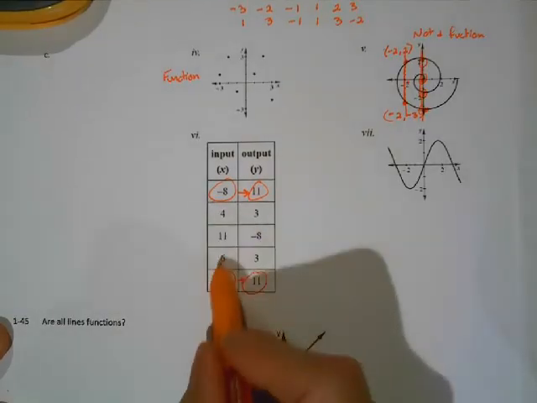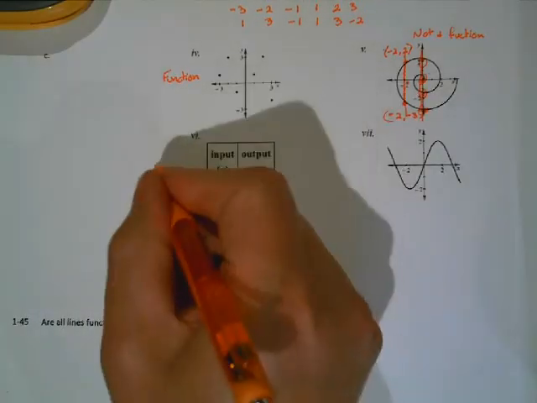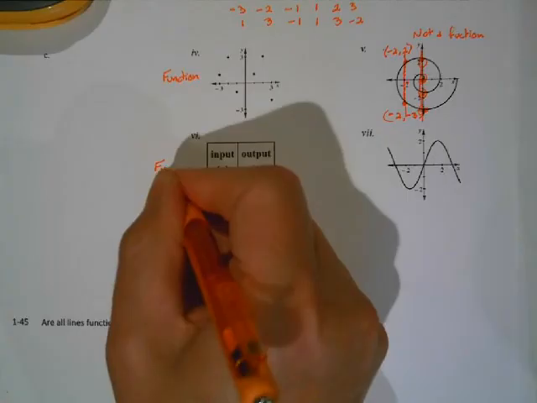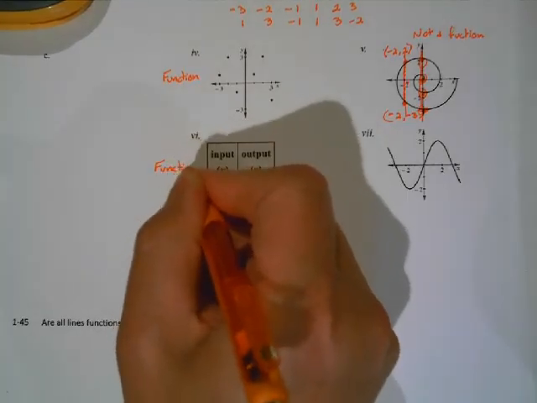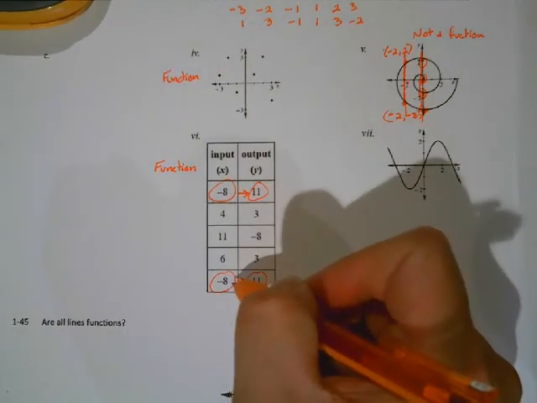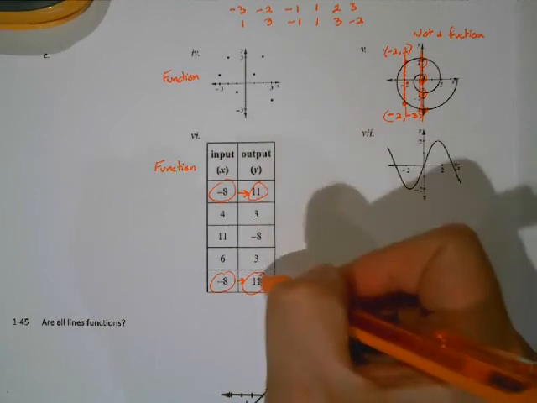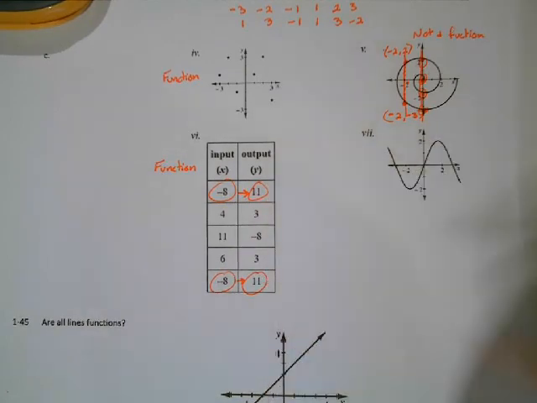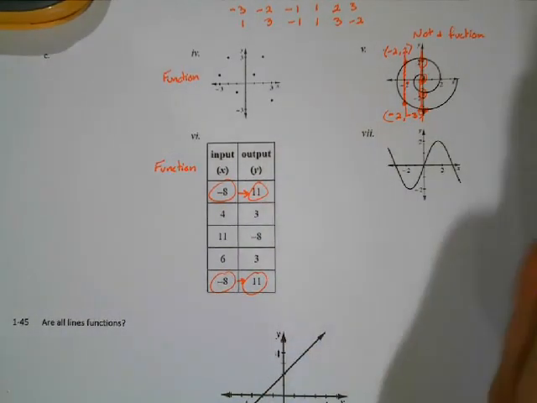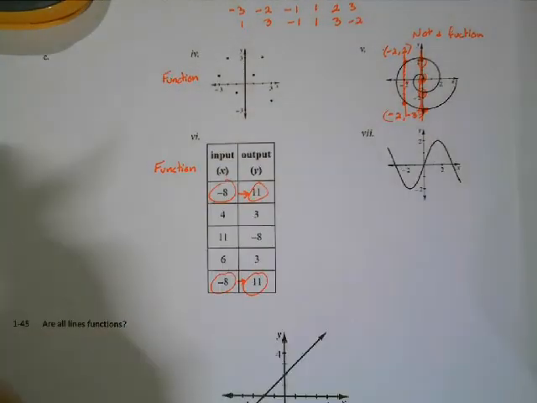And these 3 numbers are all different. So we would say, yes, that is a function. So just because the input shows up more than once doesn't make it a non-function because we had the same output. So if the outputs are the same, that's okay. If the outputs are different, not okay.